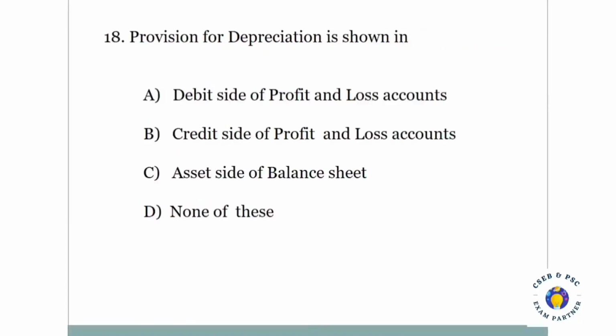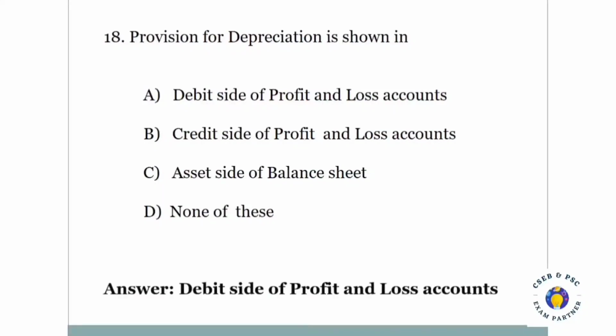Question number 18. Provision for depreciation is shown in option A debit side of profit and loss account, option B credit side of profit and loss account, option C asset side of balance sheet, option D none of these. Answer is debit side of profit and loss account.